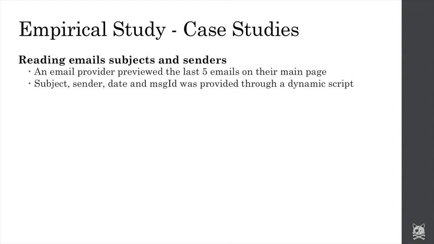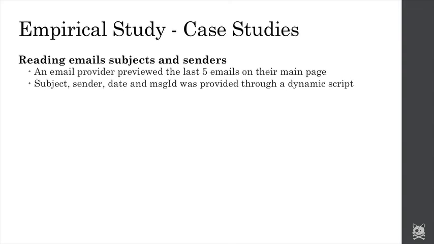So we found an email provider, and this email provider had a widget on his website, and when you go to the main site, it would preview the first 5 emails in your inbox. Actually, these first 5 emails were contained inside a script which generated that widget. So by just including that script, you were able to leak the first 5 messages, including the sender and the subject, and the date, and a message ID. So basically, you were able to read a visitor's inbox, or at least the first 5 emails.